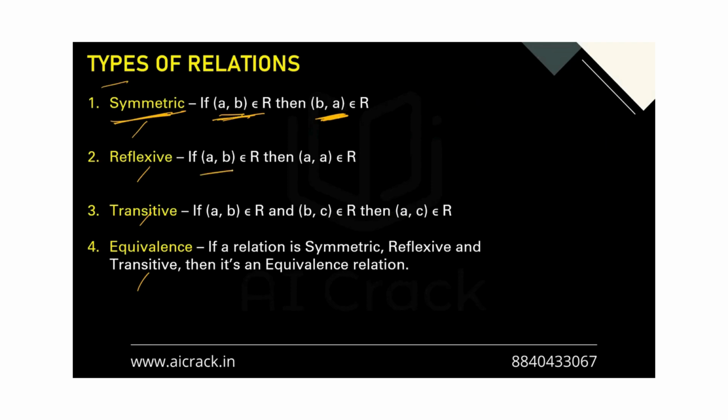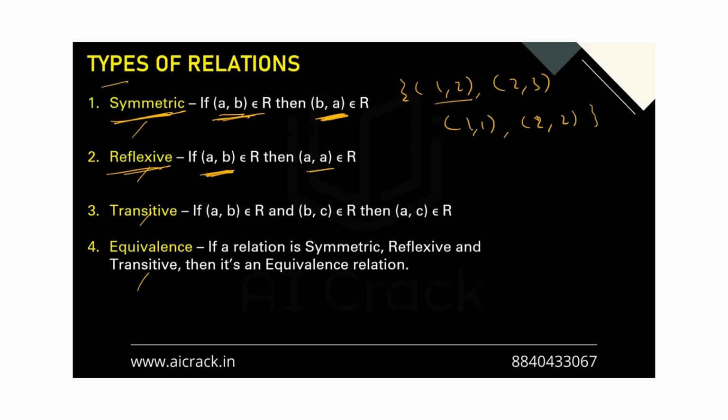Now if we talk about reflexive, if we have a comma b in a particular relation, for it to be reflexive, we should always have a comma a also, right? For it to be reflexive, we should always have a comma a, given that we have a comma b present in the relation, right? That's again very simple. Let's say we have an example. We have 1 comma 2, and we have 2 comma 3, and we have 1 comma 1, and we have 2 comma 2. Now this is an example of a reflexive relation.